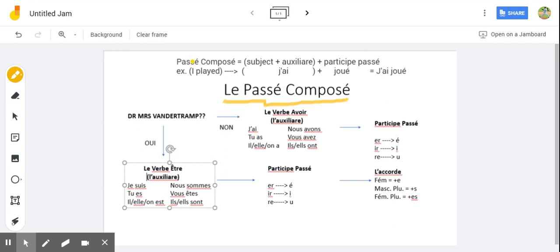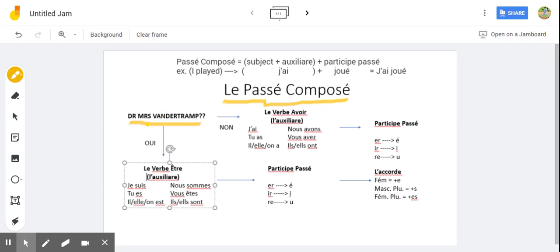Okay, so we're going to need three things. We're going to need a subject, something called the l'auxiliaire, and the participe passé, which is the past participle in English. Sounds complicated, but we have this guide that we are going to follow here. Step one is we're always going to ask ourselves if the verb is a Dr. Mrs. Vandertramp verb, because if it is one of these verbs like devenir, revenir, mourir, rentrer, I'll give you a list of those. You don't have to memorize them.